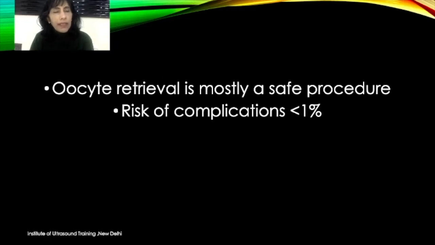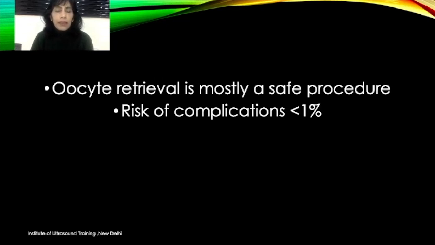So the complications are very less and very rare. You should be aware more about the normal things that you would see after oocyte retrieval rather than think of abnormal. Abnormal findings I will be telling you, but if you look at the slide here, you can see that the risk of complications is less than 1%. In fact, even much less than 1%, I would say. So there is nothing to be scared about.